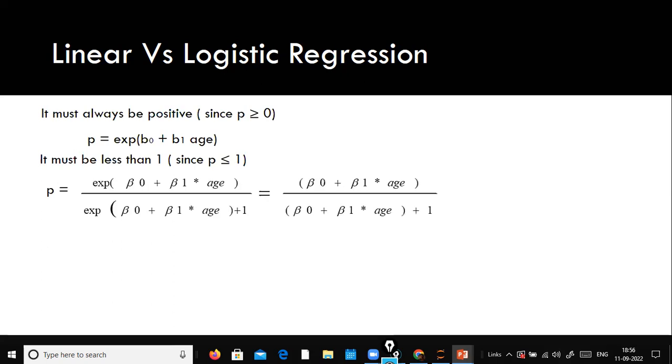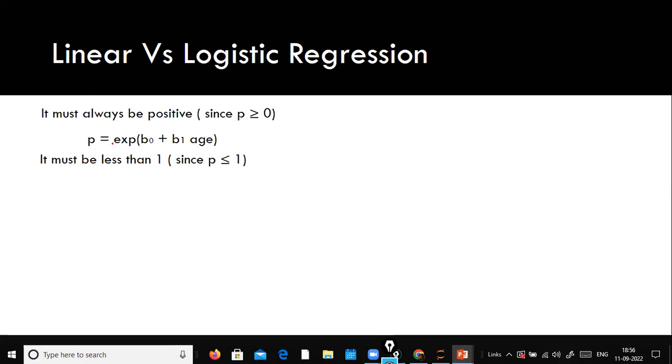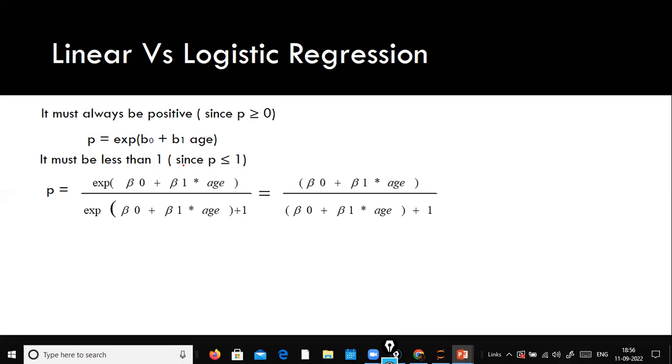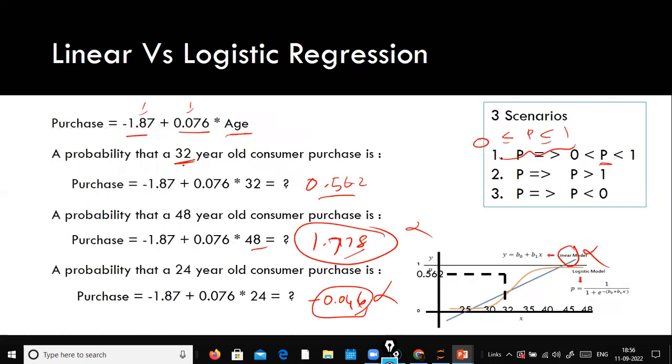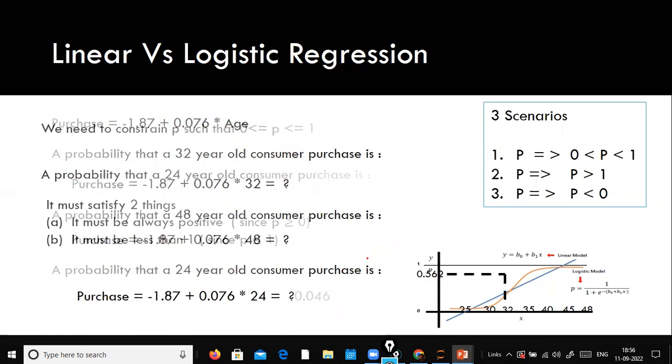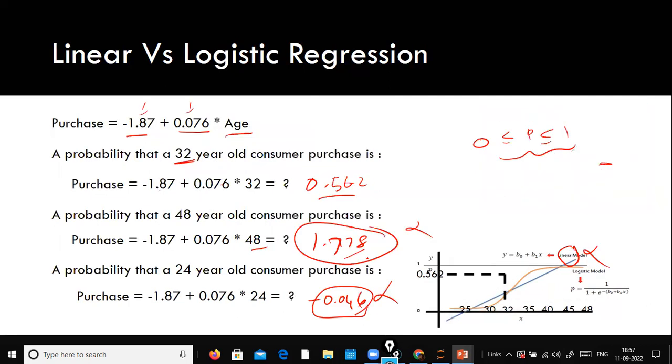So what is the equation? Look here in this case, right? Probability is equal to exponential of beta naught plus beta 1, and it must be less than 1. So what they do is to solve the first problem. Okay, tell me one thing. In this case, we are getting a negative value. How do you convert this negative value into positive? Let's solve one, or two. We have two problems. One is the probability value being greater than 1, and this is less than 0.